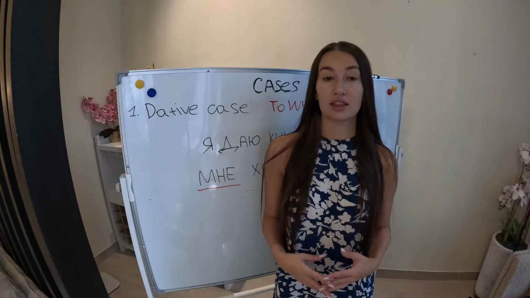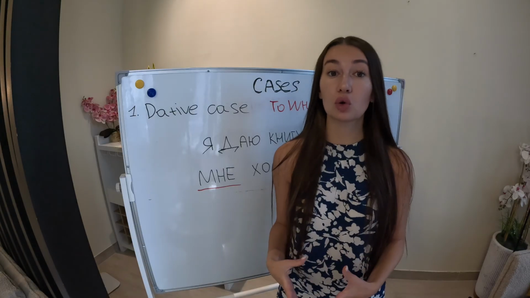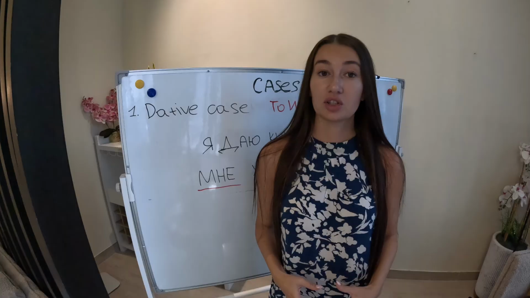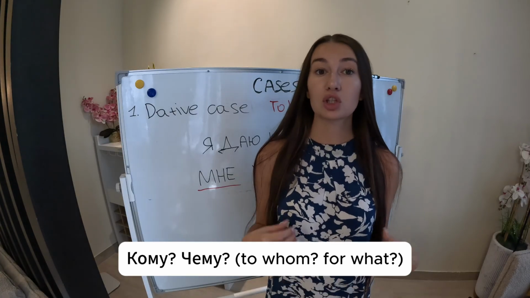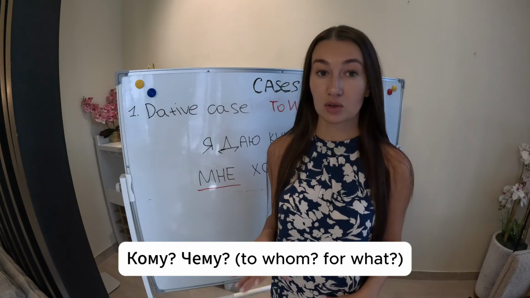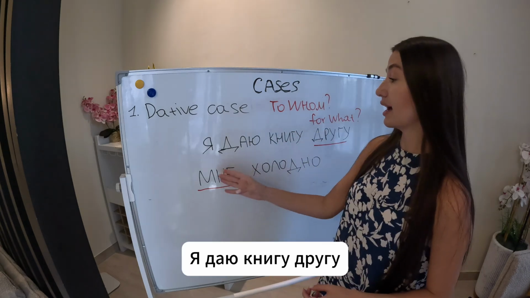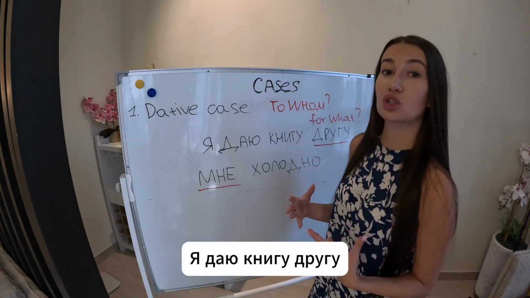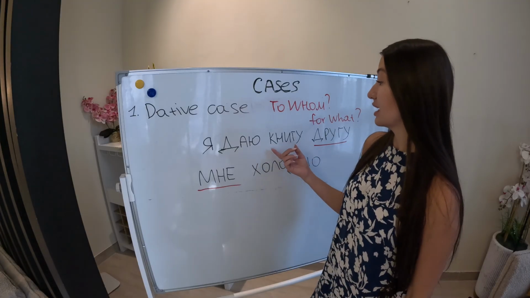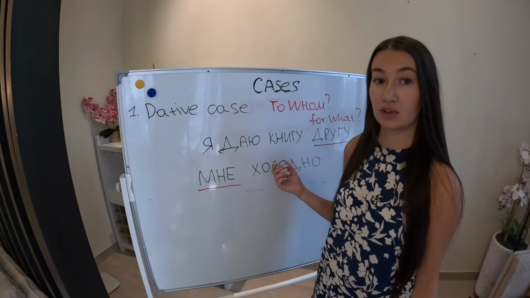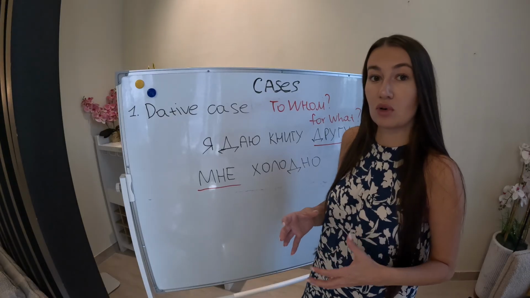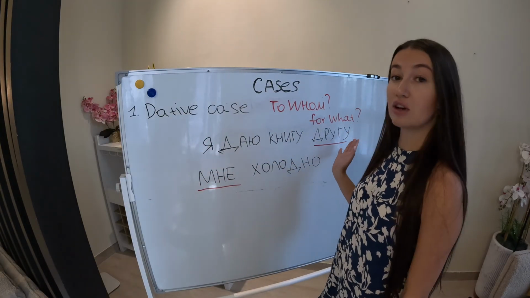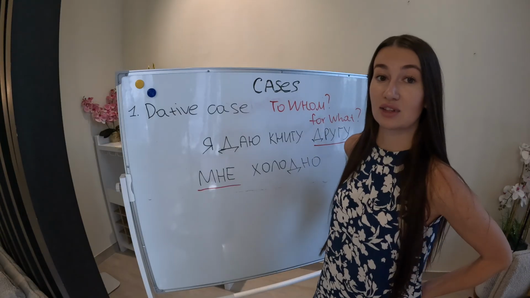What is the function? The indirect object, to whom, for what, something is done. Our questions: кому, чему, to whom, for what. Let's talk about the examples here. Я даю книгу другу. I give a book to a friend. So in this case, our word книгу is accusative case, right? Because you're giving this book to someone else. So receiving our object is friend. So другу is in dative case.